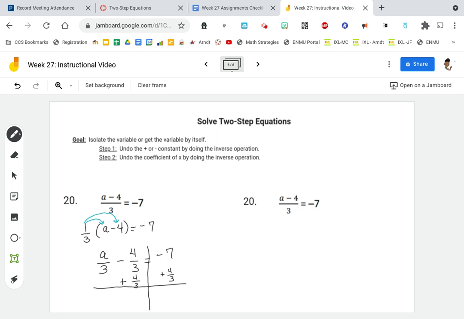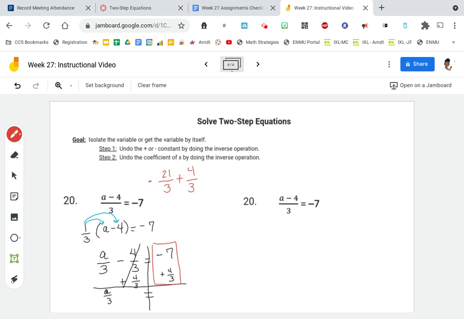Okay, so that gives me a over 3. -4/3 plus 4/3 is 0, which is nothing. Now, here's where we have to be careful. This right here, I'm going to write an alternate form of -7. I hope we can agree that 21 divided by 3 is 7. And I'm going to make that negative because I need a -7. But I still need to add to it 4/3.